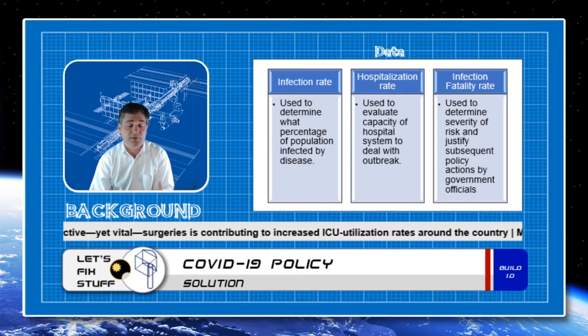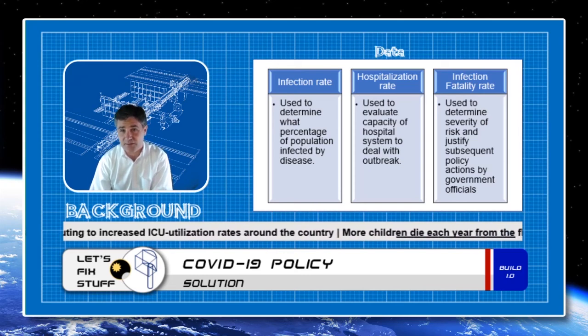The next rate is a measure of how deadly this disease is. It's the infection fatality rate.